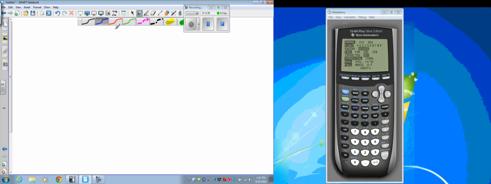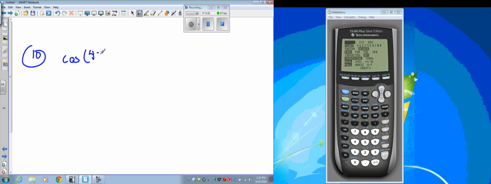Now 10 is pretty straightforward, I think. It just says the cosine of 421 degrees, 30 minutes. And you just put that in just the way it is. Because we have cosine, we can put 421. But we're going to have to force a degree. And then put 30.